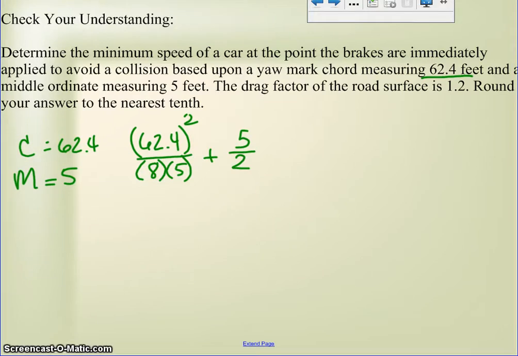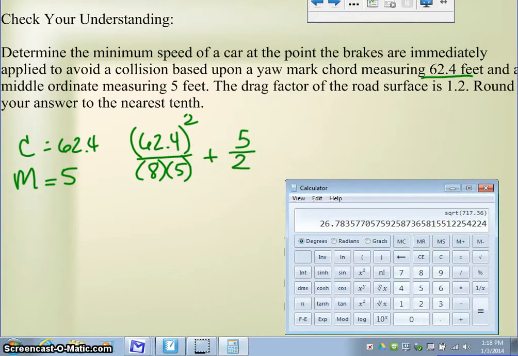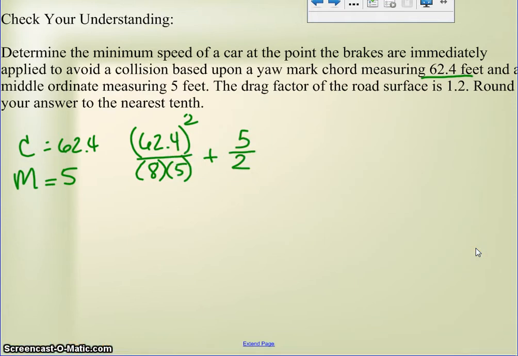I get, we'll plug this into our calculator here real quick. So we've got 62.4 squared divided by 8 times 5 is 40, so we get 97.344, plus 5 divided by 2, which is 2.5, so we get 99.844. So my radius equals 99.844.